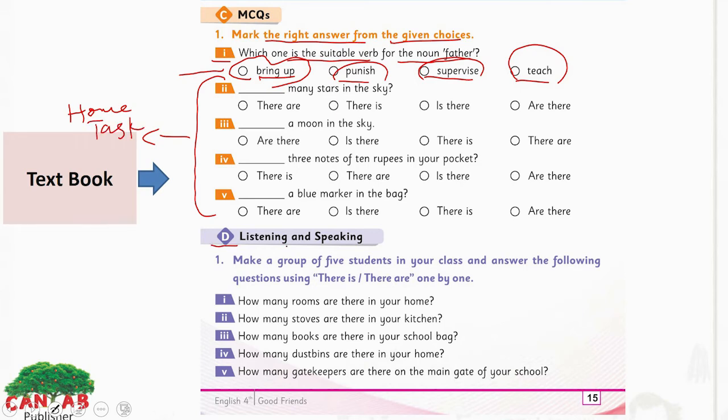Section D here we have a listening and speaking activity. Make a group of 5 students in your class and answer the following question using there is or there are one by one.